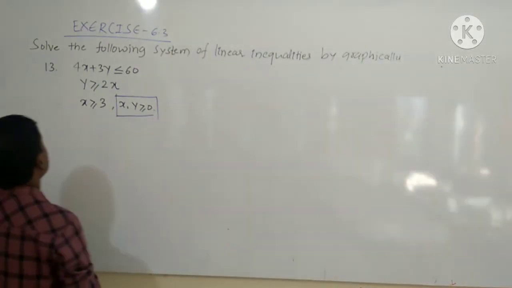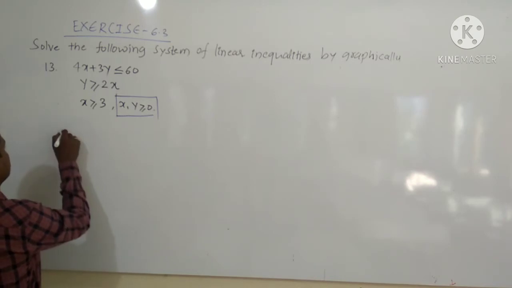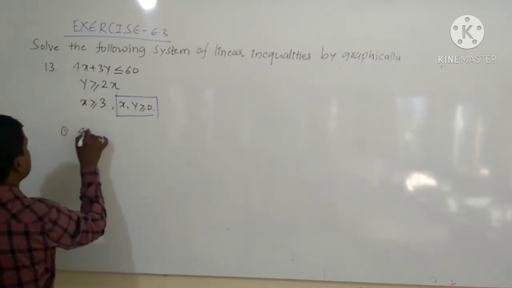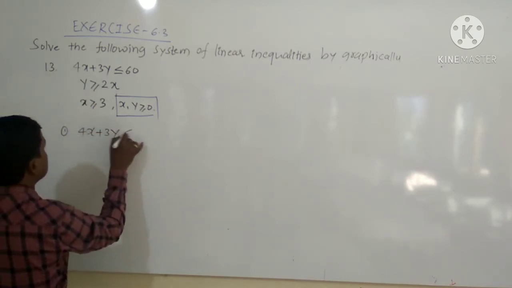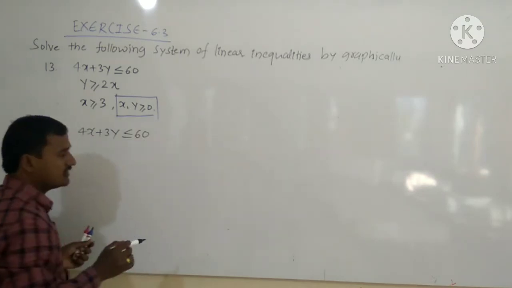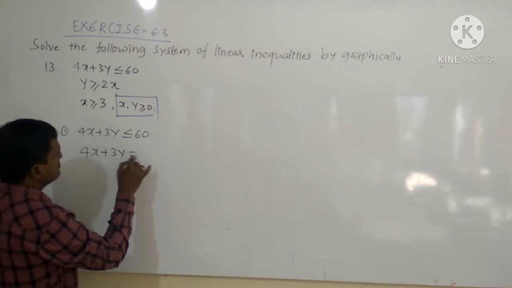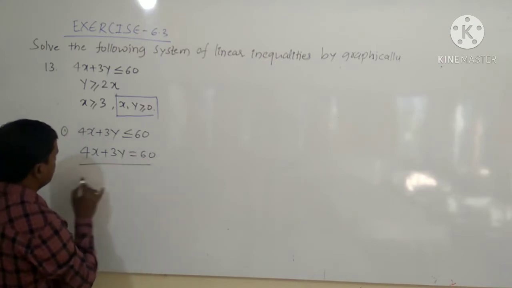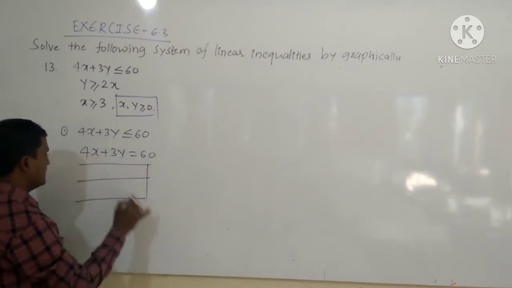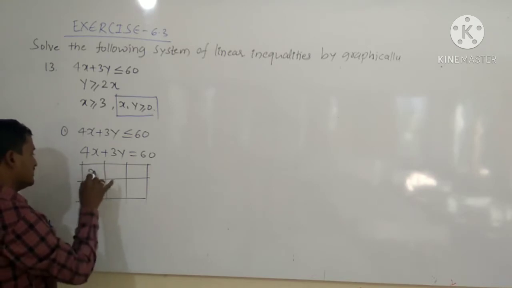Okay, right. So we'll go to the first one, that is 4x plus 3y, which is less than or equal to 60. Okay, write the inequality as an equation. So it is equal to 60. So what does it represent? It represents a straight line. To draw a straight line, you need 2 points.